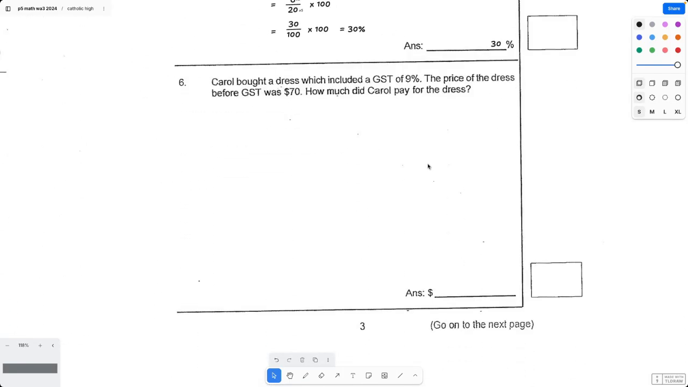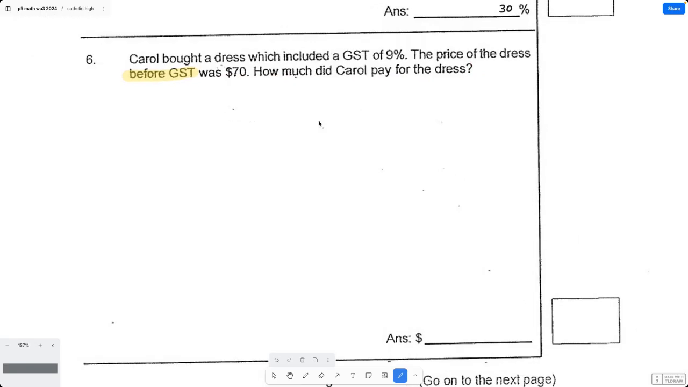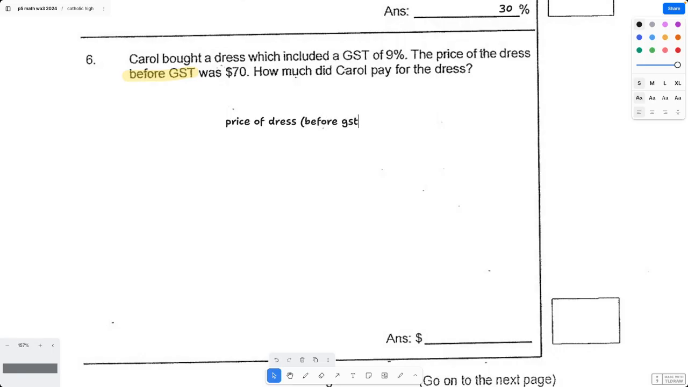Question 6. All right, question 6 says Carol bought a dress which includes a GST of 9%. The price of the dress before GST, right? Before GST, right, was $70. How much did Carol pay for the dress? Okay, so let's write this down. So price of dress, right, before GST is equal to $70.